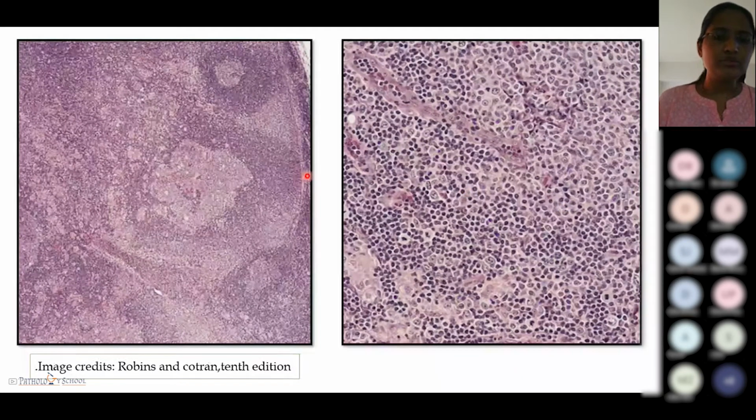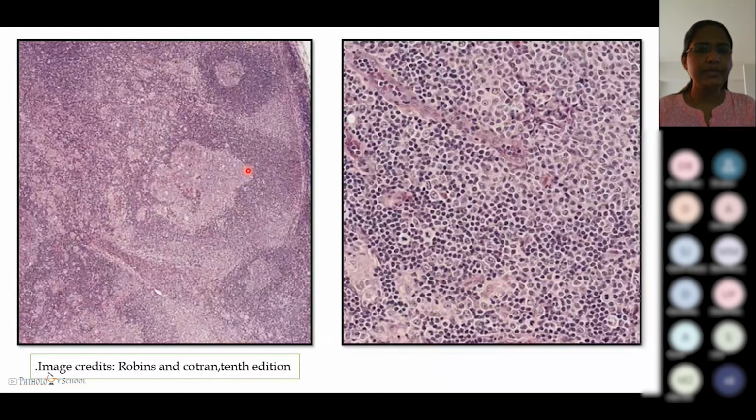So this is a microscopic picture of toxoplasma lymphadenitis, where we can see the follicular hyperplasia, reactive follicular hyperplasia is there. Monocytoid B cells are pinkish. Monocytoid B cells are there, and histiocytic aggregates. This is the characteristic triad we see in Toxoplasma lymphadenitis.